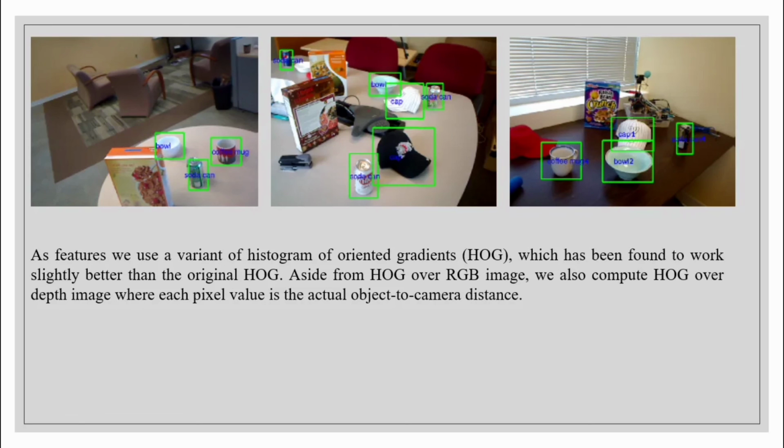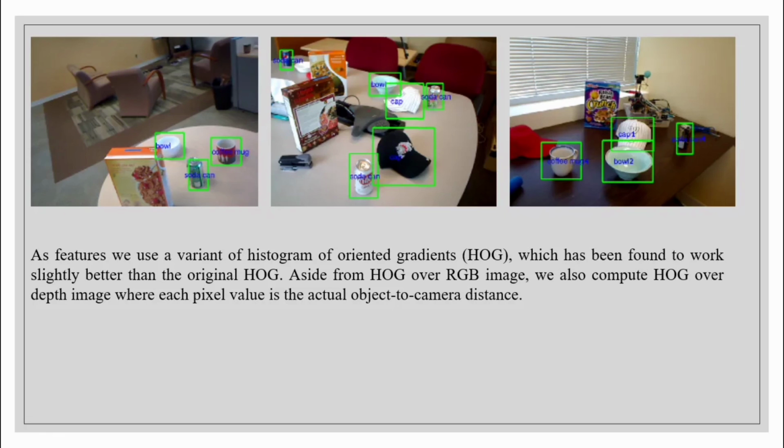These three images show the detection results in a multi-object scene. From left to right, the first two images show multi-category detection results, while the last image shows the multi-instance detection results. As features, we use a variant of histogram of oriented gradients (HOG), which has been found to work slightly better than the original HOG.